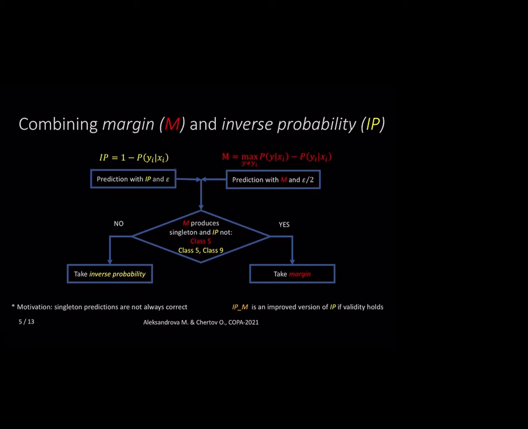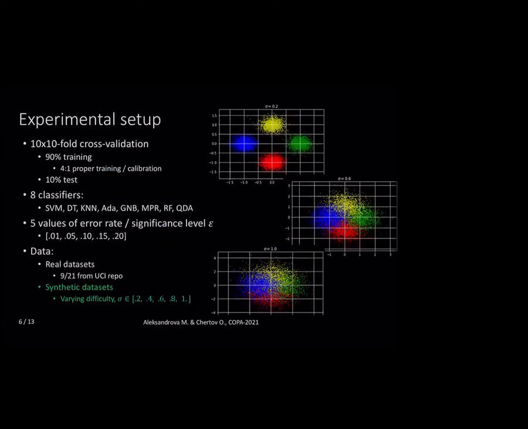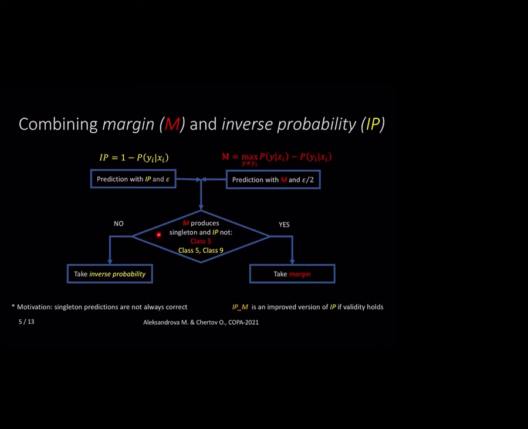After that, the outputs of these 2 models are analyzed. If the result produced by margin is a singleton and the result produced by inverse probability is not, then we take the result produced by margin. This is this branch. Otherwise, the result produced by inverse probability is taken.